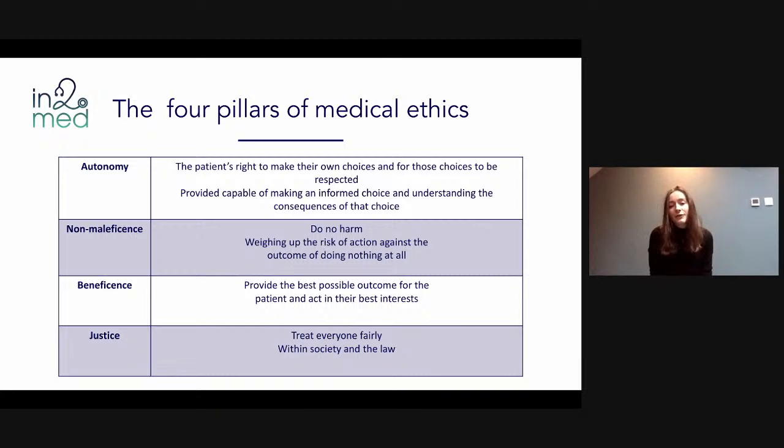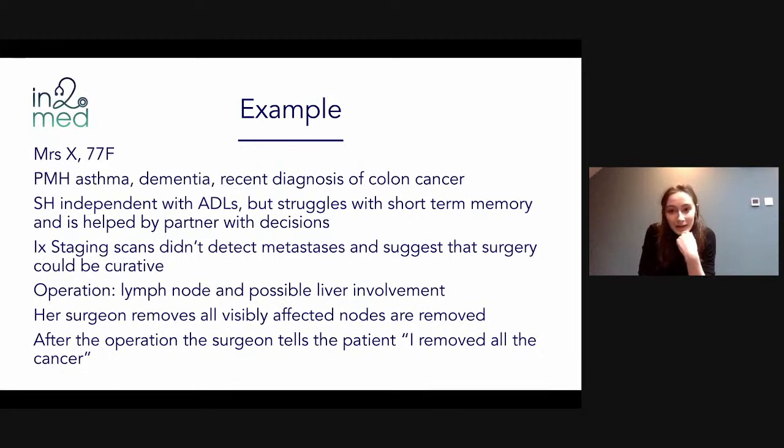So how do you go from those points to coming up with an answer in your interview? I've got an example here. I'm just going to go through it together, and then if you have any questions we can go through them at the end. This is Mrs X. She's a 77-year-old lady who, sorry, I've done this very medically, has a past medical history of asthma. She's been recently diagnosed with dementia, but it's quite early stages. She's also been found to have colon cancer, probably on the routine screening that we do. Socially, she's independent, and ADL is a shorthand we use medically, meaning activities of daily living. So she's completely independent at home, but she struggles with short-term memory loss, which led to her diagnosis of dementia.